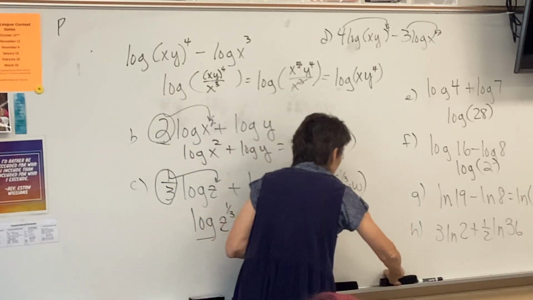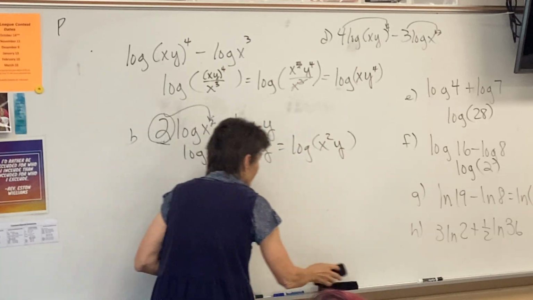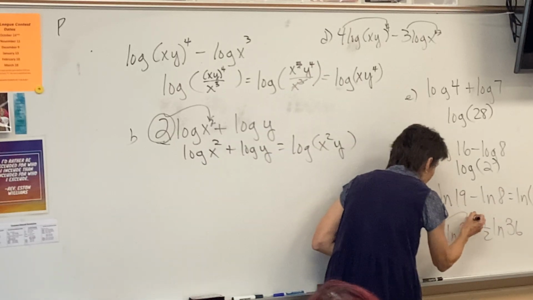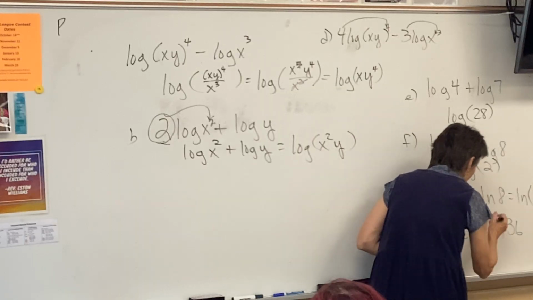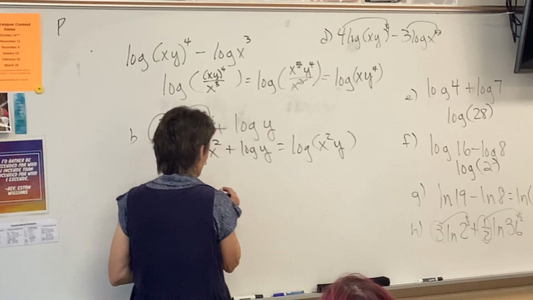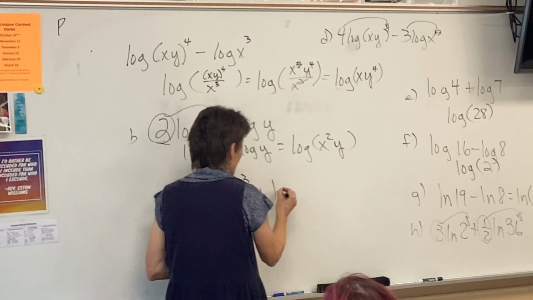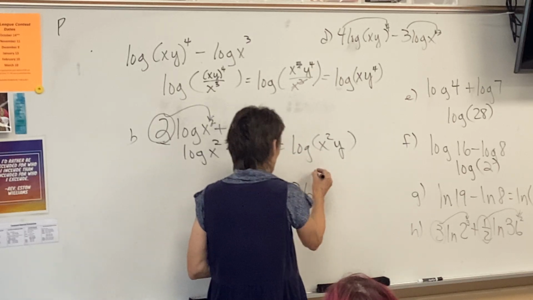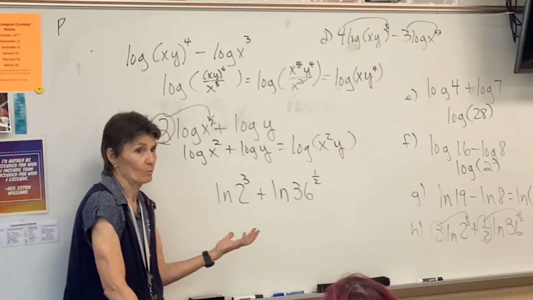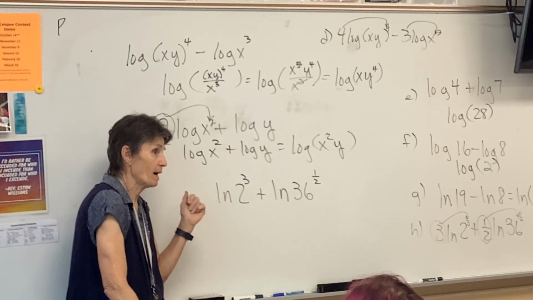H. Alright, let's look at H. What do I have to do first? Move the 3 and the 1/2. So the 3 is gonna move here, and the 1/2 is gonna move here. So I'm gonna have ln 2 cubed plus ln 36 to the 1/2. ln follows the same rules because ln is a logarithm.